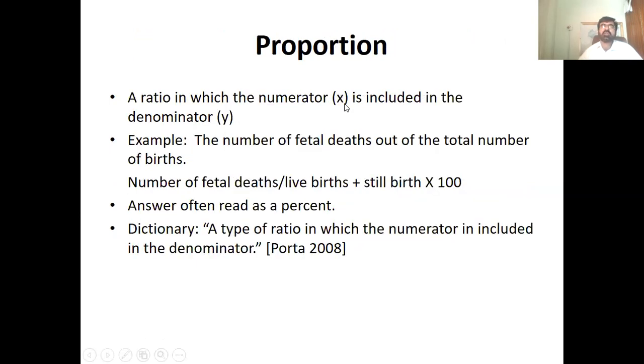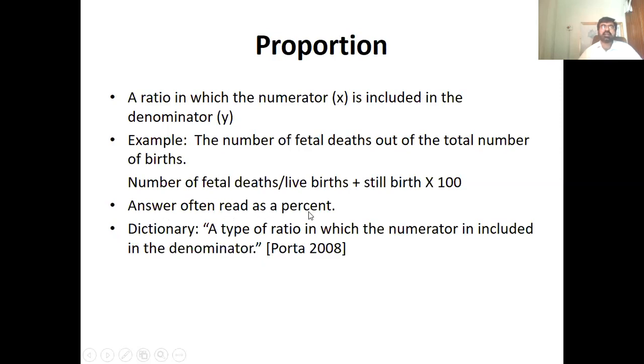Proportion: a ratio in which the numerator is included in the denominator. For example, the number of fetal deaths out of the total number of births. Here also one quantity is divided by another quantity, but the numerator is taken from the denominator, and that is why it is not a ratio but a proportion. Number of fetal deaths over number of live births plus stillbirths, times 100. These fetal deaths are taken from this denominator of stillbirths and live births.